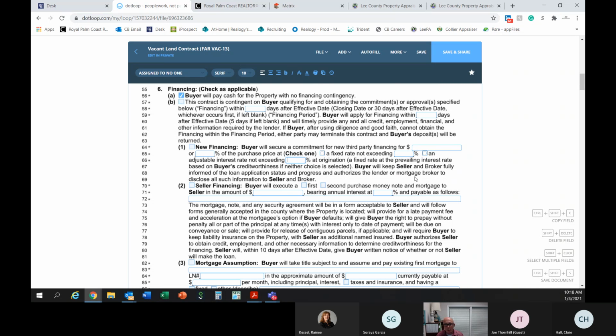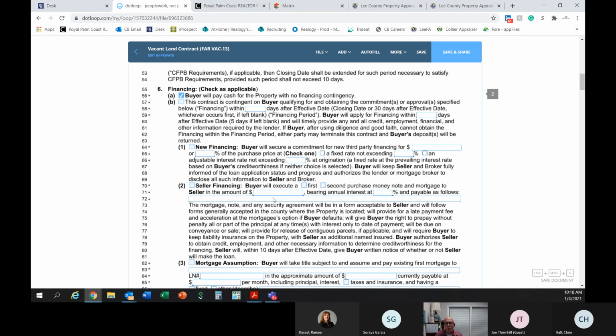Buyer will keep seller and broker fully informed of the loan application status and progress and authorizes the lender or mortgage broker to disclose all information to seller and broker. Okay, so a seller does have the right to contact a buyer's lender or mortgage broker and inquire about the status of their application. And the mortgage broker or lender has authority to disclose such information. And here it is right here in the contract.